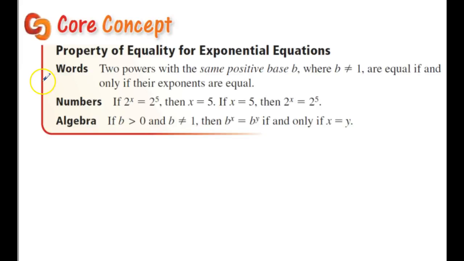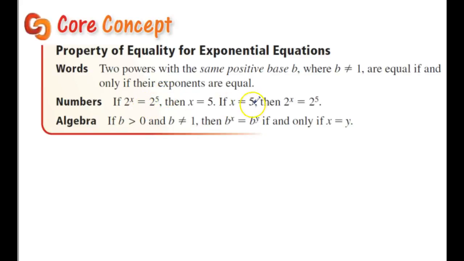We're dealing with the property of equality for exponential equations. I'm really looking at the same base, right? Two powers with the same base are equal if their exponents are equal. So I can set this up. I see that I have 2 to the x equals 2 to the 5th. Since my base is the same, I can set my exponents equal. So I can have x equals 5. So I know that that is true.